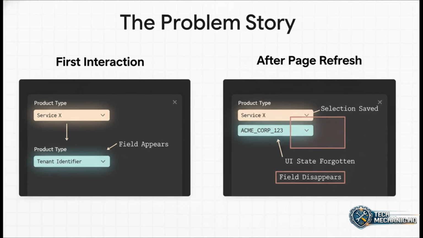So let's get specific. Here's the play-by-play. The user selects a product type from a dropdown. The app is supposed to then show a tenant identifier field. And hey, on the first try, it works perfectly. But the second the user refreshes the page, the whole thing falls apart. The dropdown selection? Still there, saved perfectly in the database. But the field that's supposed to be visible? Poof, vanished. The system remembered the data, but it had total amnesia about the UI.